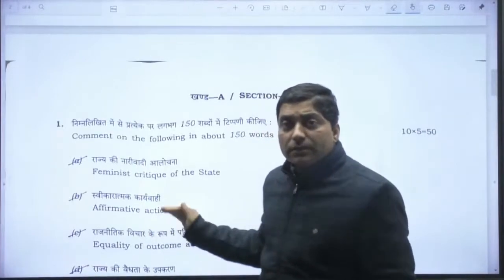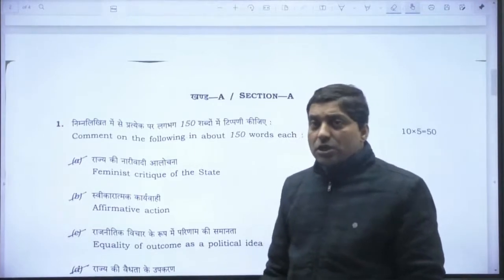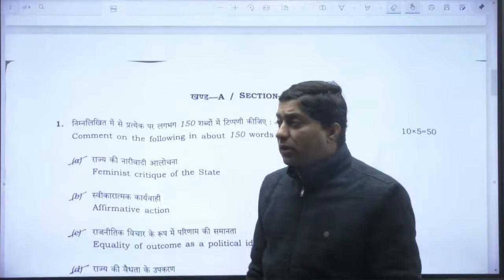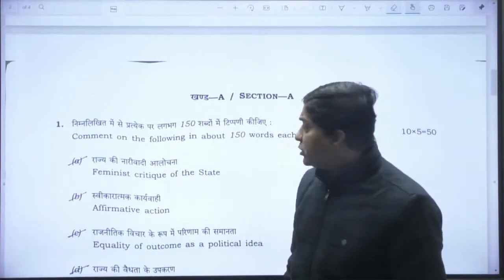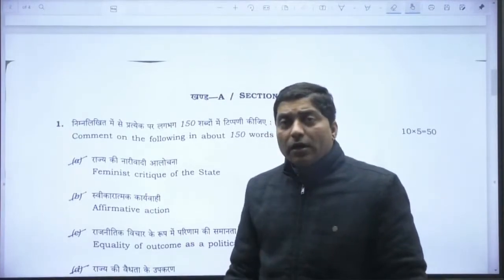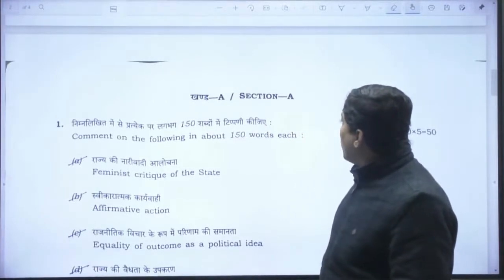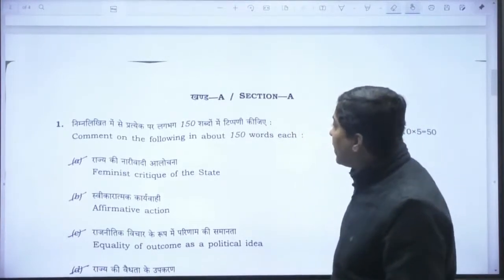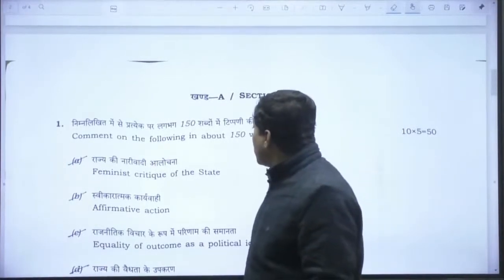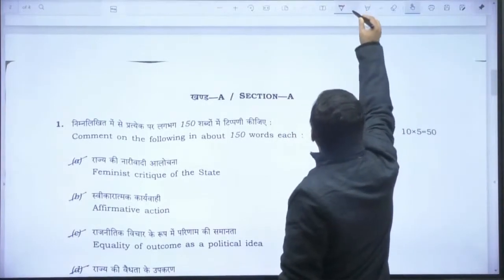The question paper is divided into 2 sections, section A and section B. Section A covers Western political thought, political theory and Indian political thought. Section B covers Indian government and politics. Now see section A, the first question, which has 5 sub questions, and the first one is feminist critique of the state.